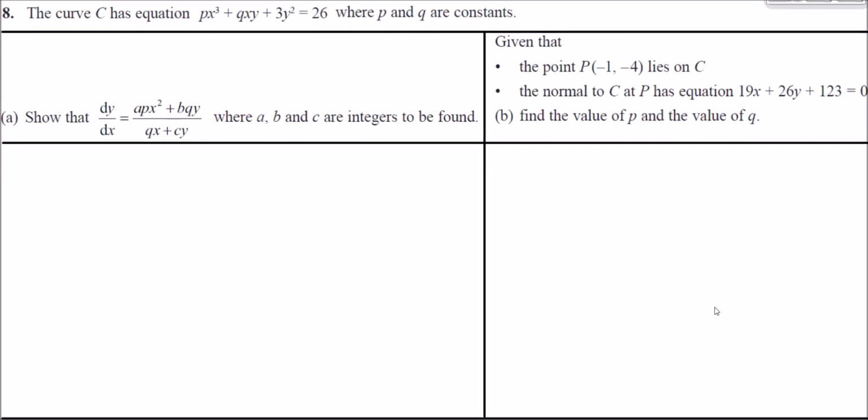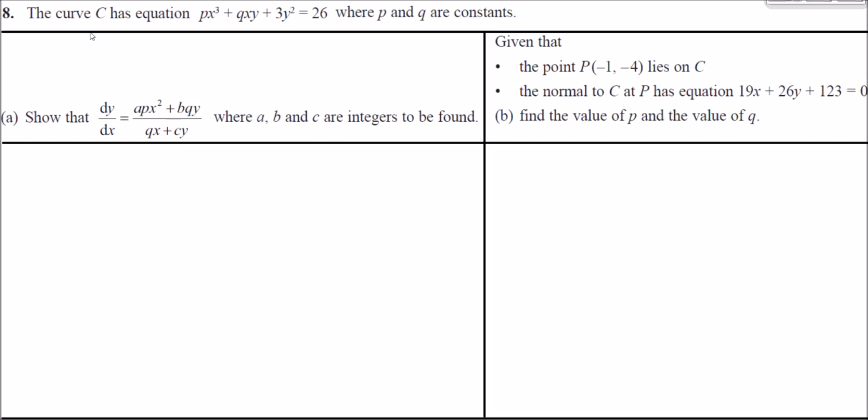Question 8, we have a curve, capital C, with equation px cubed plus qxy plus 3y squared equals 26, where p and q are constants. For part A of this question, we need to show that dy by dx is apx squared plus bqy all over qx plus cy, where a, b and c are integers to be found.